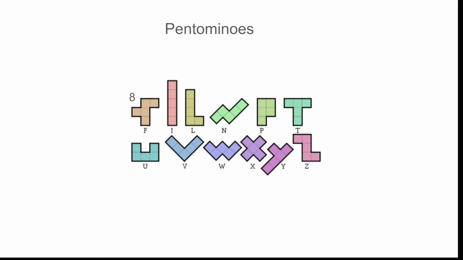Like, so for the F, there are 8 ways to do it. Because once you pick an orientation, you can't move it. There's only one place it can go in the box, but there are 8 different orientations. I think about that as 4 rotations and 2 reflections.